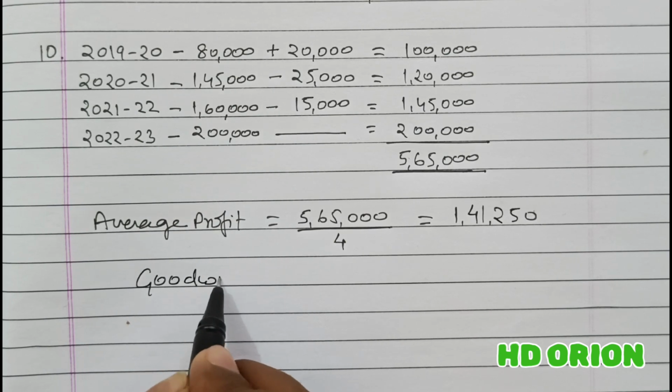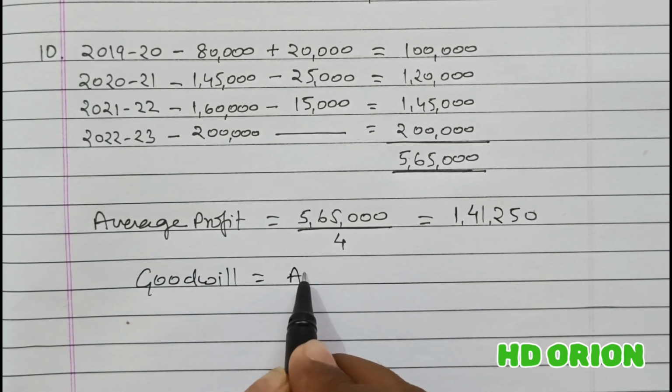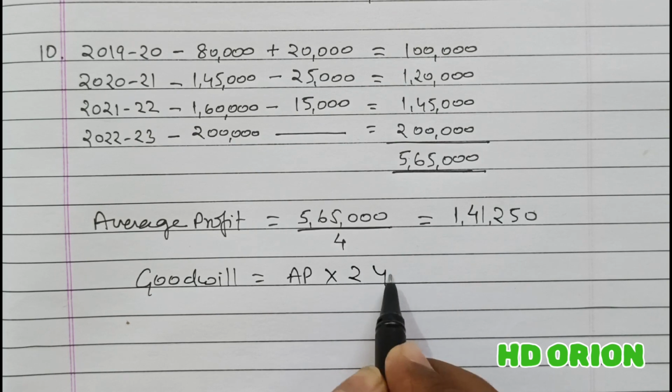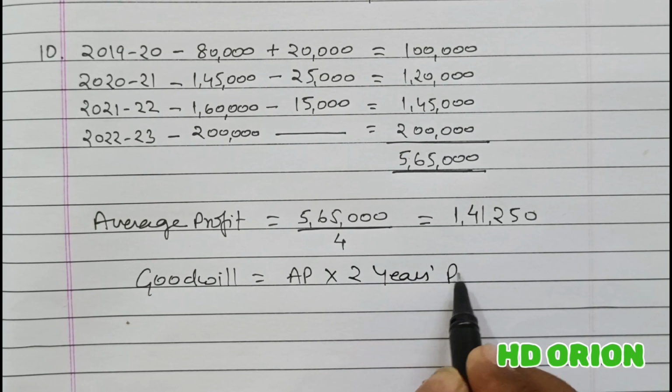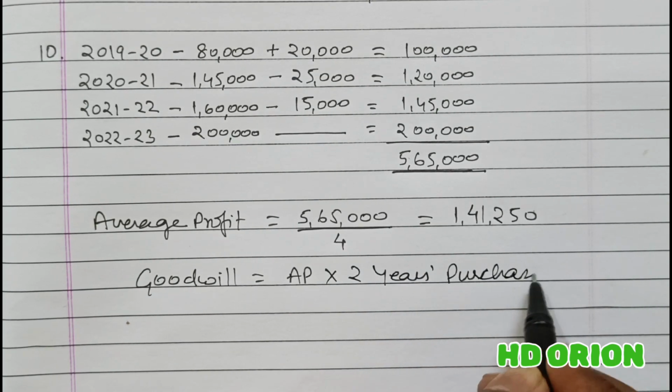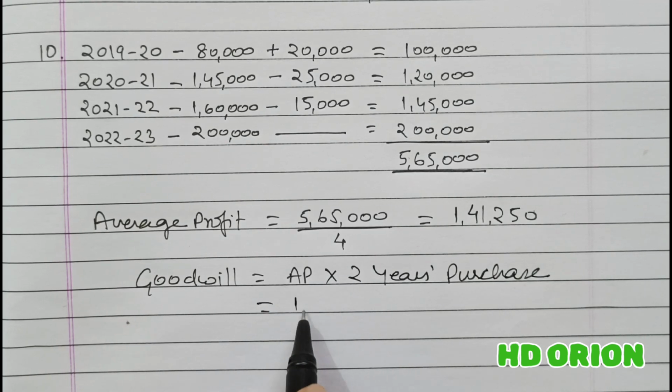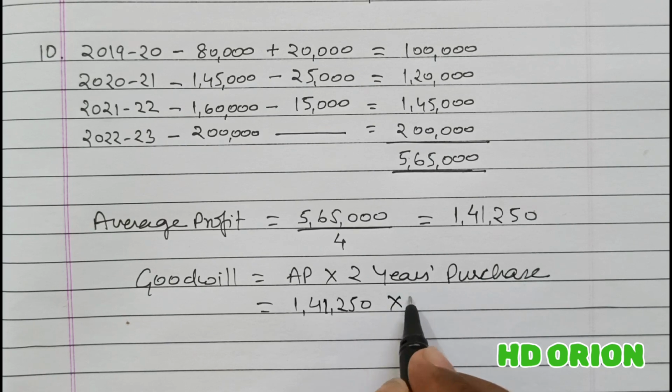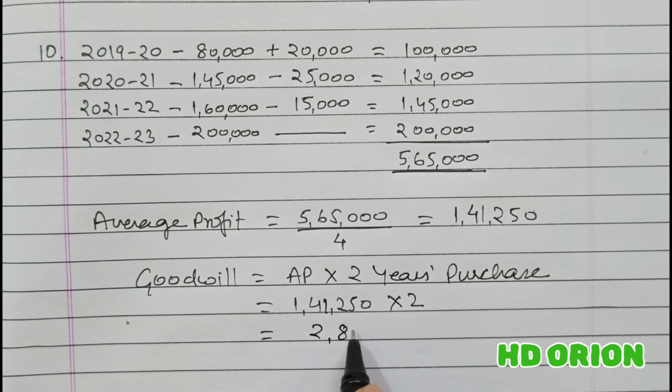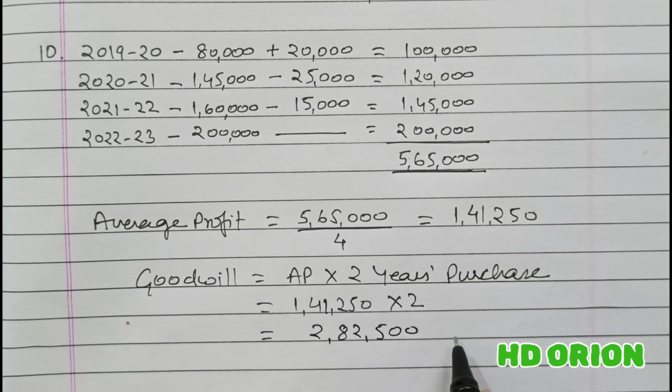Goodwill is average profit multiplied by 2 years purchase, which is equal to rupees 1,41,250 multiplied by 2, and you get an amount of rupees 2,82,500. So this is the amount of goodwill for the firm, and it's an asset.